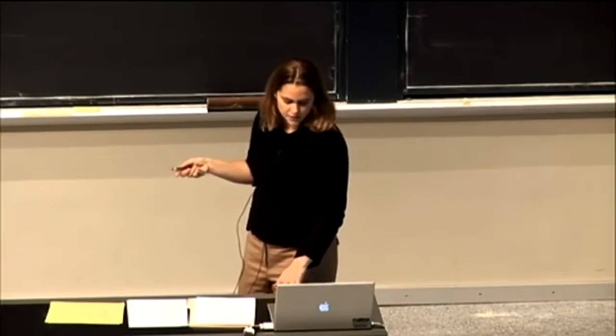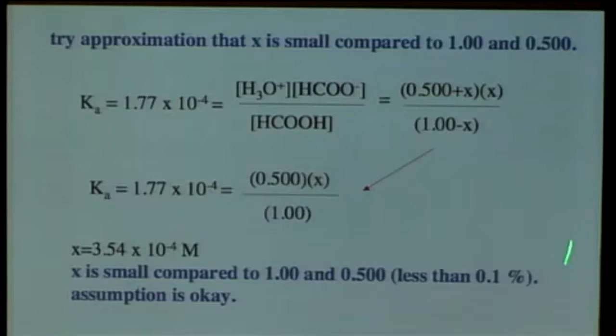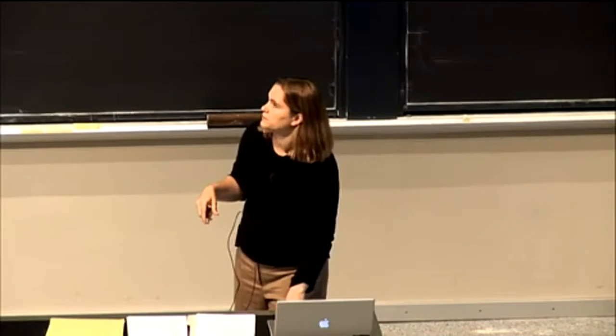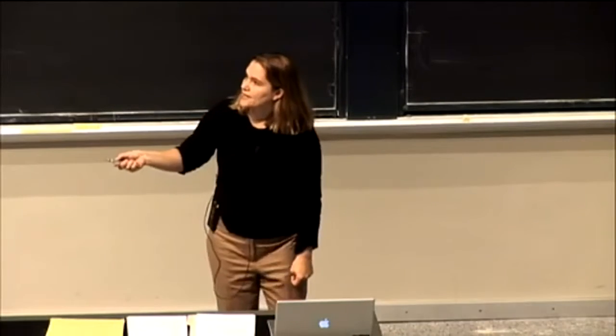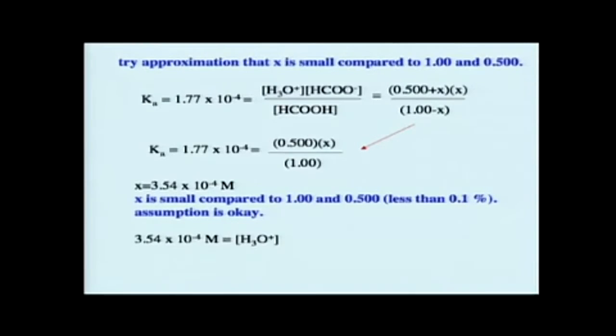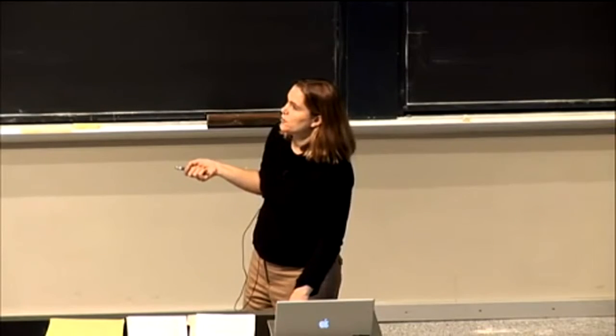But our assumption here is that it needs to be less than 5%. And here it's 0.1%. So you could just take this value of x, divide it by the smaller of the two, 0.5, times 100, and calculate the percent ionization. And if it's less than 5%, you're OK. If it's more, you need to use the quadratic equation to solve the problem. So x here is our concentration of hydronium ion, which is great, because then we can easily calculate the pH.